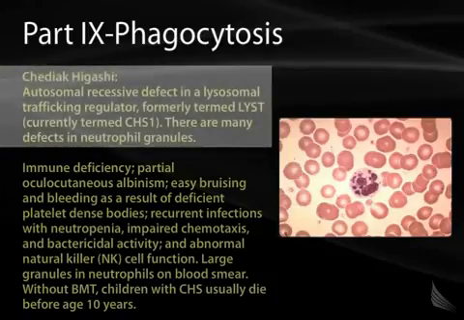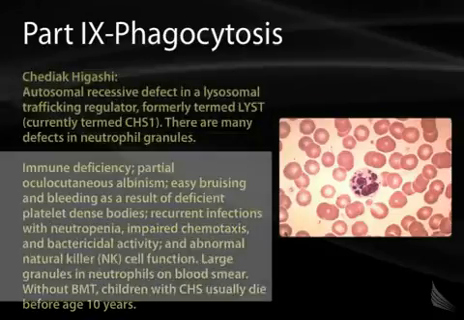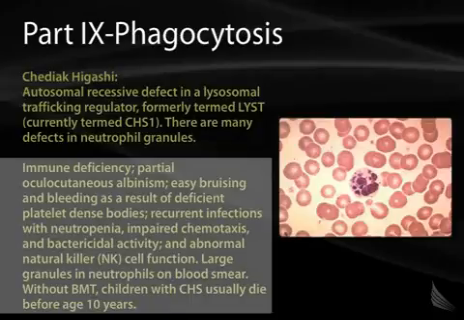Another phagocytic deficiency is Chediak-Higashi syndrome. Here we have an autosomal recessive defect in the lysosomal trafficking regulator. It was formerly termed LYST. Now it's termed CHS1, so you could see either one of those on the boards. There are many defects in neutrophil granules. Other than the immune deficiency, things you want to look for with Chediak-Higashi syndrome are partial oculocutaneous albinism, easy bruising, and bleeding as a result of deficient platelet-dense bodies.